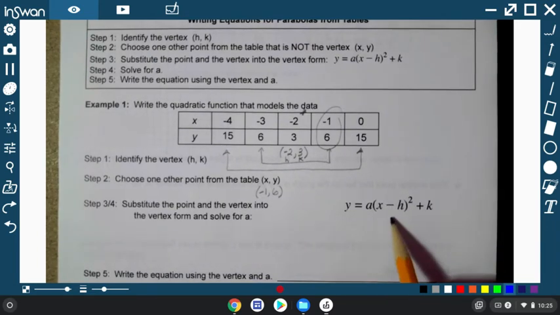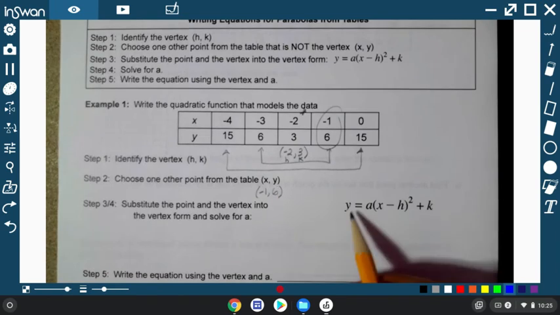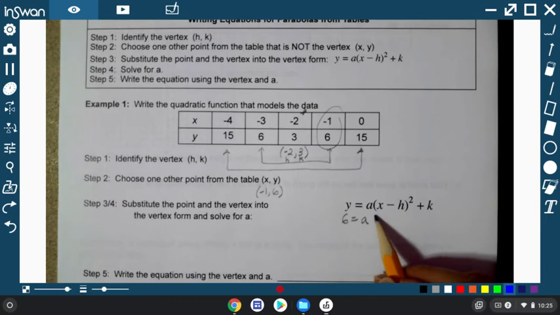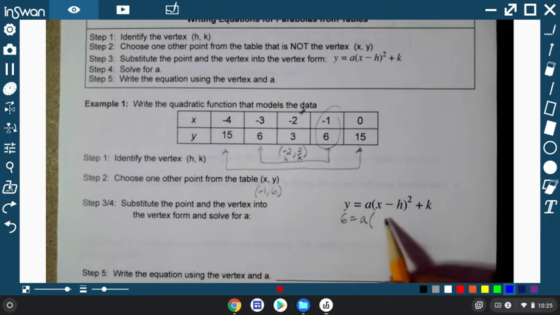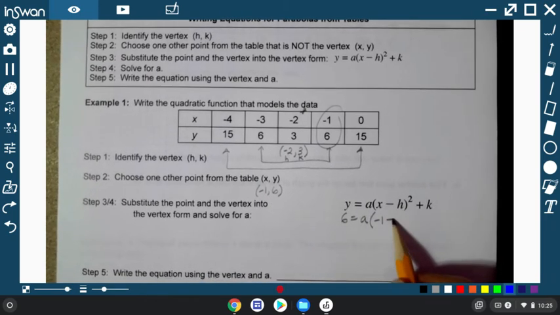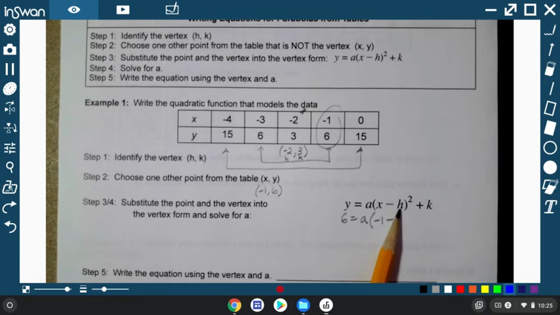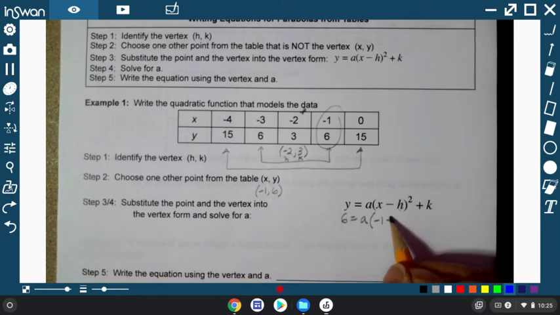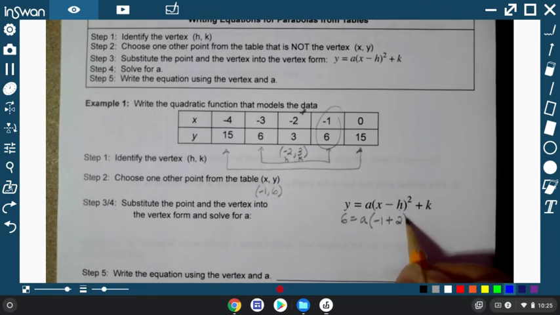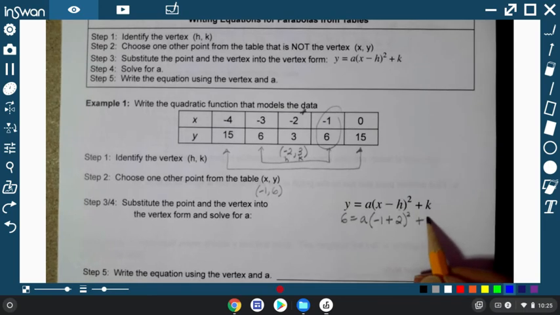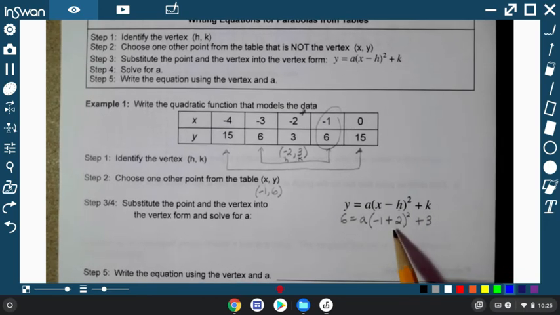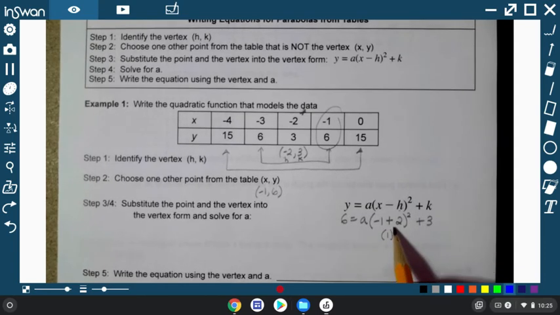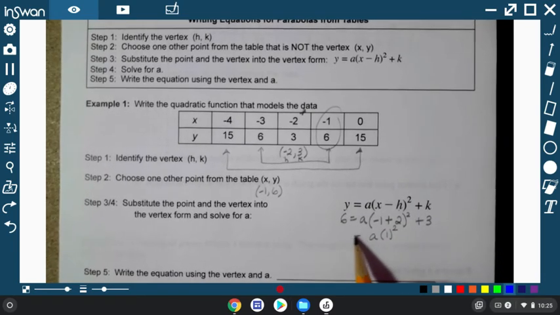All right, so into this equation here, my y value is 6. My a is what I don't know. I don't know that leading coefficient, so we're going to solve for that. The x value here is -1. This minus is part of the equation, so it's really the opposite of whatever the h is. And the h here is negative, so the opposite is going to be +2 squared, and then the k is +3. Always work inside the parentheses first. -1 plus 2 is +1, and +1 squared, thank goodness, is just 1.